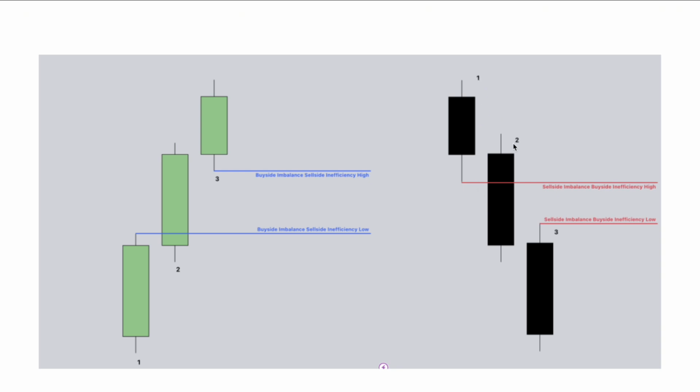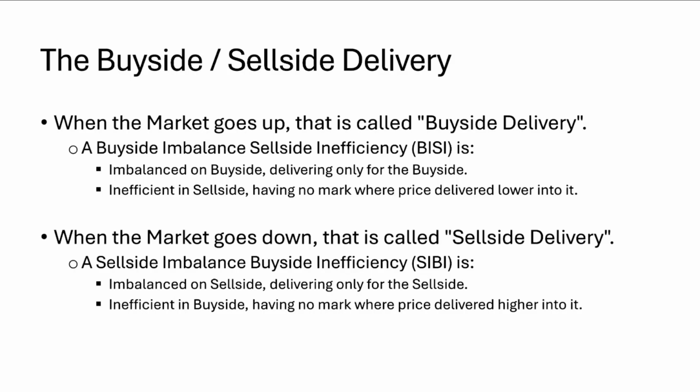Same thing is seen with down close candles. We have 1, 2, 3. We have a sell-side imbalance because the market has delivered imbalance to the downside, and we have buy-side inefficiency because we have no up-close candle delivering in its price range, which is a sell-side imbalance, buy-side inefficiency. This is the sell-side imbalance, buy-side inefficiency high. This is the sell-side imbalance, buy-side inefficiency low. The buy-side and sell-side delivery, which is exactly what I've stated when I talked about the buy-side imbalance, sell-side inefficiency.